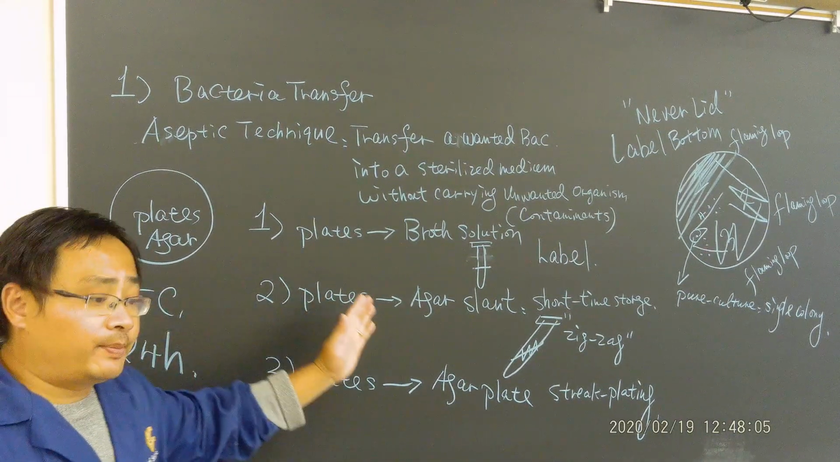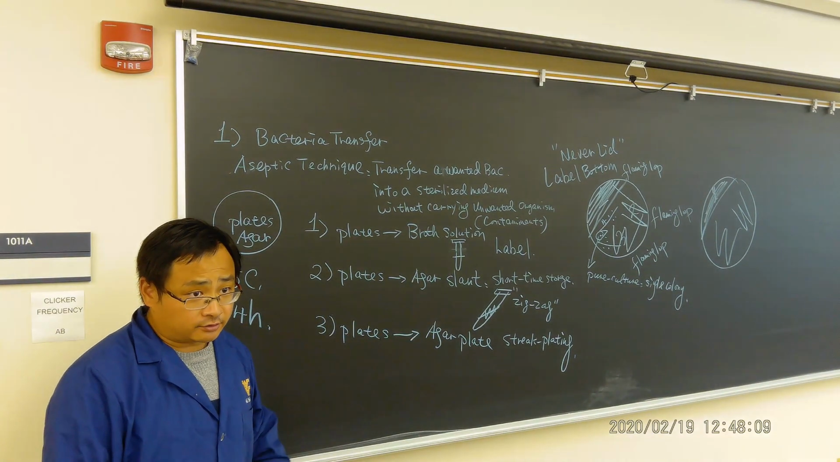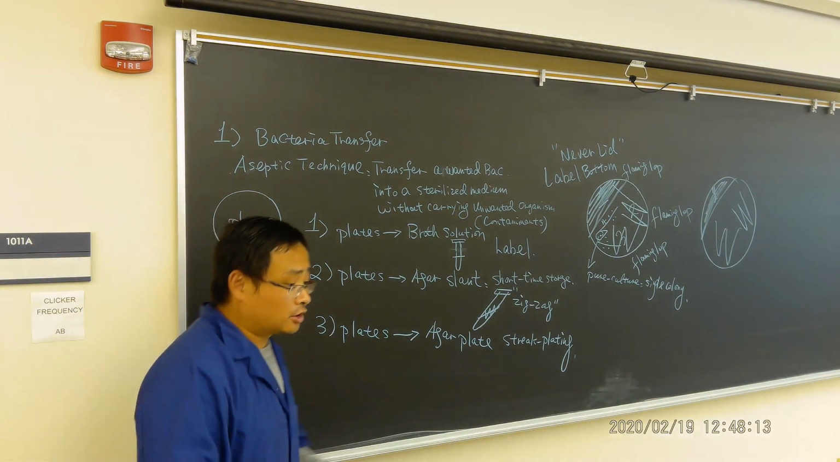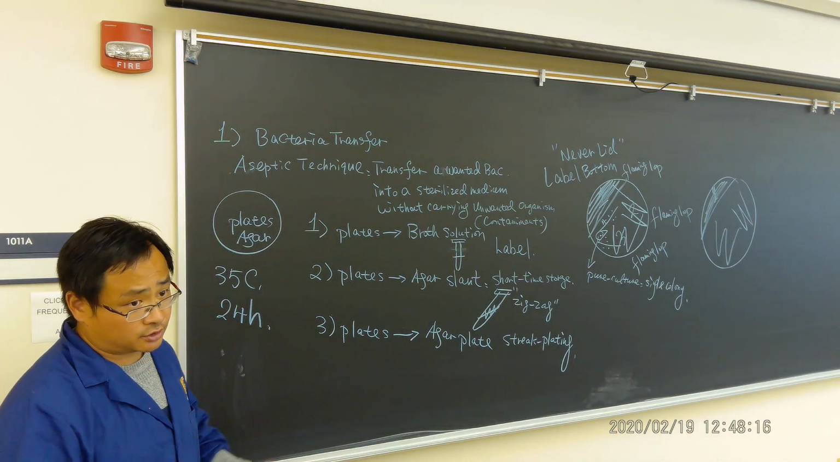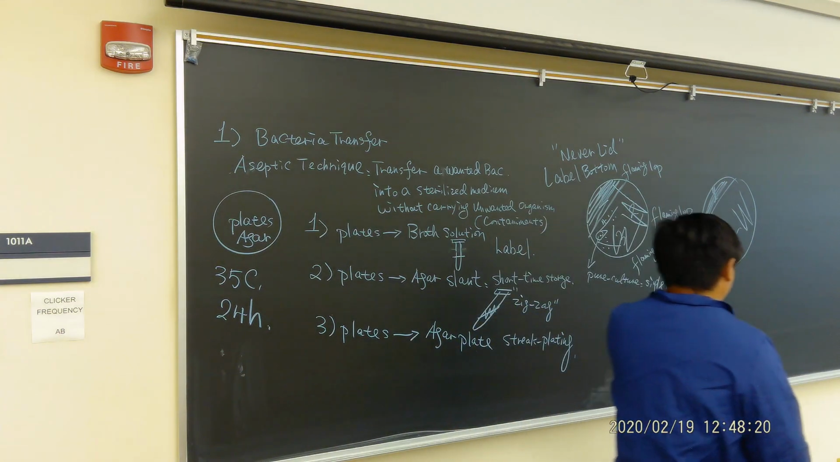Now, because all the bacteria we're using today are mesophiles, a good temperature is about 25 to 35 degrees Celsius. The optimal temperature to grow is 35 degrees Celsius. So this is the transferring of bacteria, the first thing we will do.